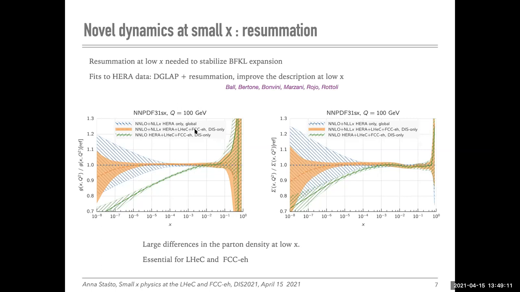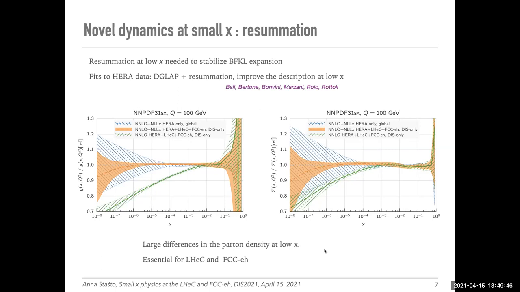Then the LHeC and FCC pseudo data were simulated based on the resummation. And that gives you this reduced uncertainty, right? Because then the data are in the extended kinematic range. However, when the description is based on the fixed order without the resummation, then the resulting gluon is this green band. And so you see the large discrepancy in the parton density already at x of 10 to the minus 3. And this is at very high Q squared.